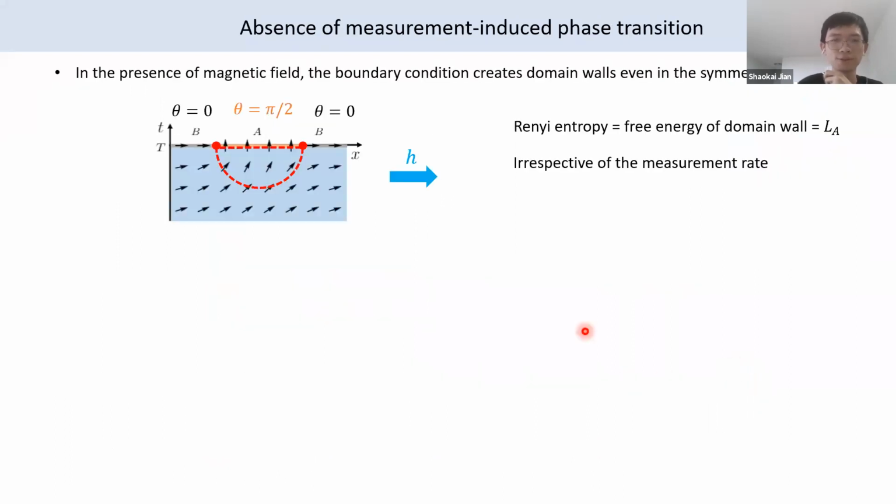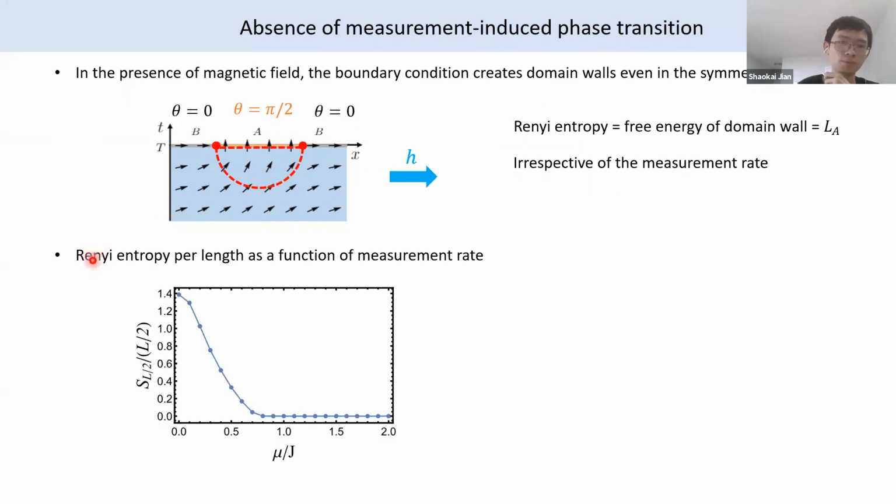Then what is the consequence of such quantum error? So if in the bulk we have lost the measurement record, then the consequence is the absence of measurement induced phase transition. This is because in the presence of the field, the vector in the bulk is pinned to angle 0 in the bulk, while it is pinned to angle pi over 2 in the boundary. And there must be a domain wall separating these two domains. And this is irrespective of measurement rate. Even in the symmetrical phase, still we have the domain wall.